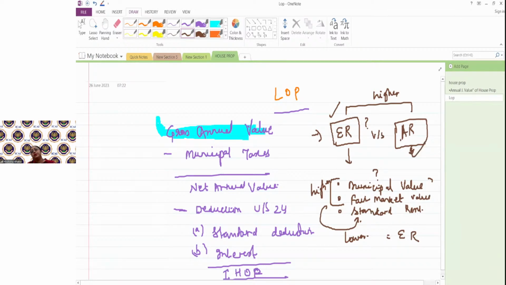The rent that should be is dependent upon three factors: municipal value, fair market value, and standard rent. Whatever amount is higher of municipal and fair would be restricted to the standard rent. That means I have to pick up the higher of municipal or fair value, compare it with the standard rent, and whichever is lower becomes my expected rent. Then obviously I have to compare the expected rent with the actual rent, whichever is higher is my GAV. Now, let me take you through an example.